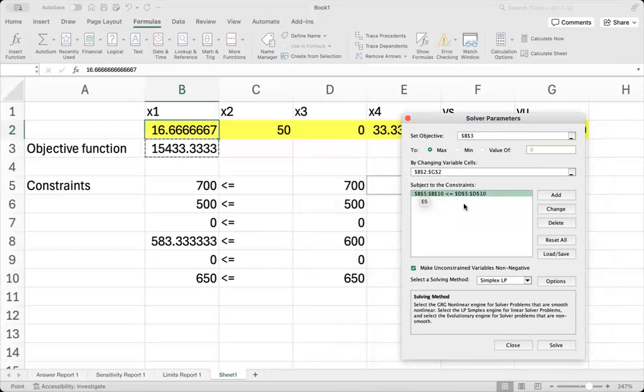But in this case, because all the constraints are written as smaller or equal, I combine all constraints together in one line. You can write it this way. And then make unconstrained variables non-negative, and select the Simplex LP.